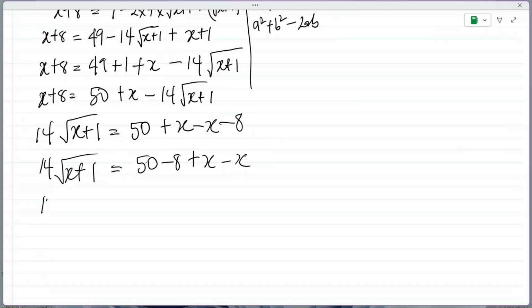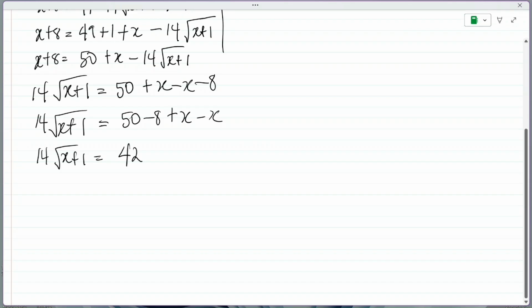You have 14 times root x plus 1 equals 50 minus 8 is 42. Then you have plus x minus x, which is like saying plus 1 minus 1, same as x minus x will give you 0. Now the 14 is linked to the root. We can choose to square both sides or get this 14 off first. That's divide both sides by 14. So you can say this divided by 14 and this divided by 14.